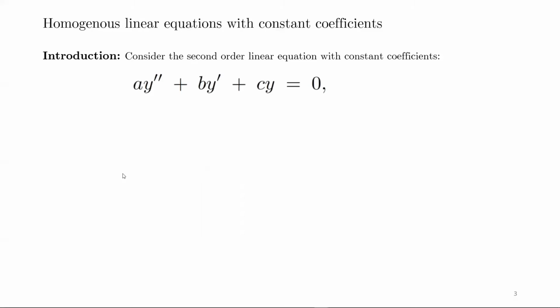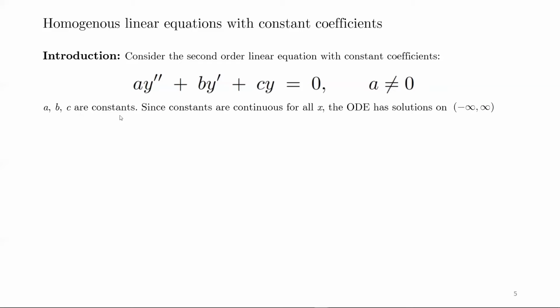Jumping in, let's consider the second order homogeneous linear ODE with constant coefficients. A, B, and C here are all real numbers. A cannot be equal to 0. Otherwise, we would not have a second order ODE, we would just have a first order ODE. Notice that the right hand side is 0, and therefore we have a homogeneous equation. These constants A, B, and C are obviously continuous for all values of x.